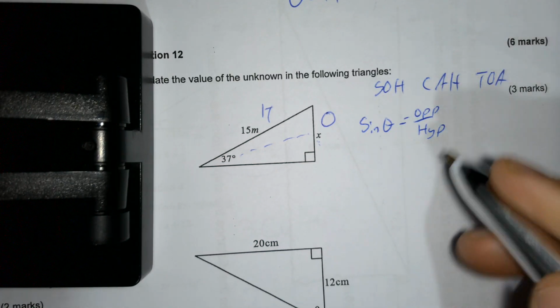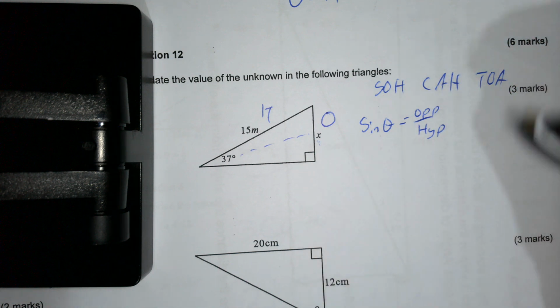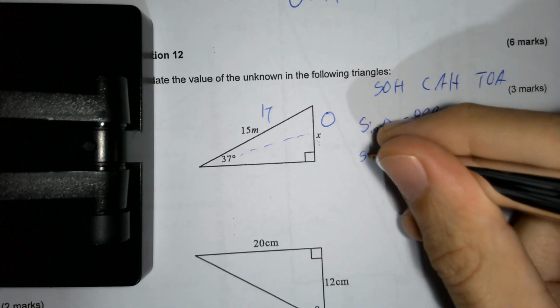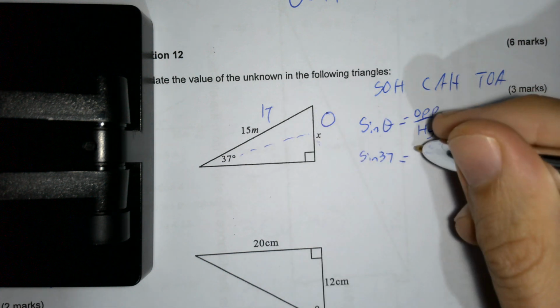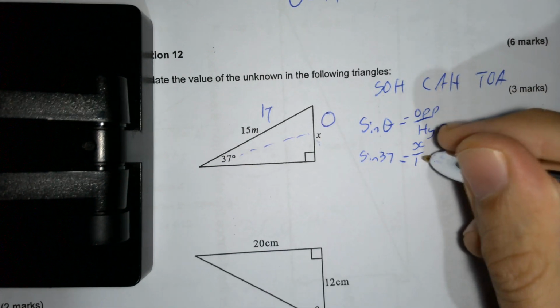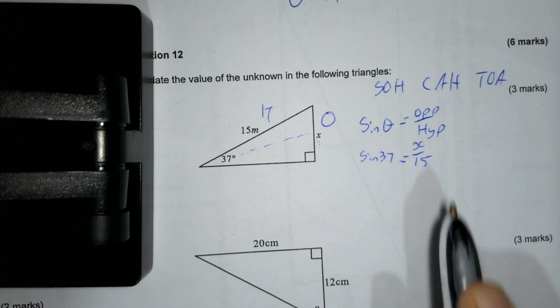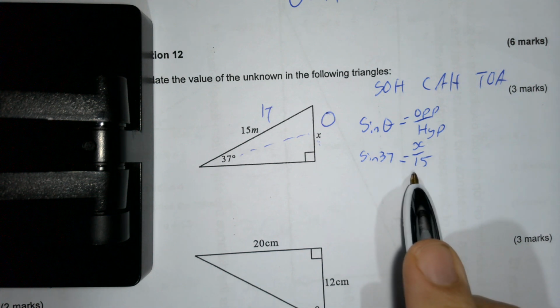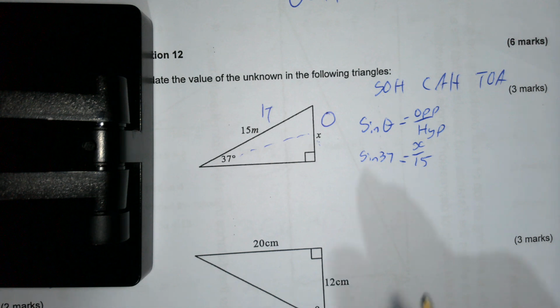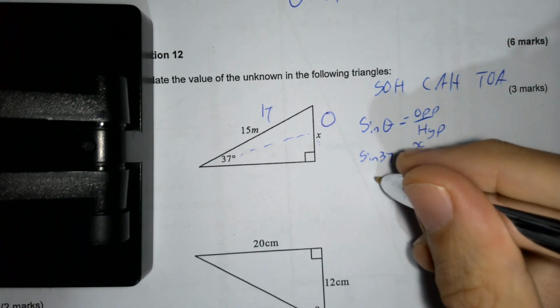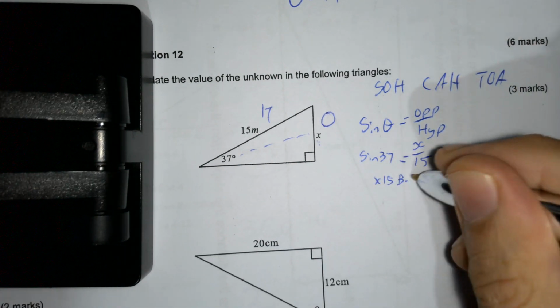And in this instance, when I put the numbers in, instead of theta, it will have 37, and it'll be x on 15. I want to get the x by itself, so just multiply both sides by that denominator. And then it won't be a fraction anymore. It will just be x by itself. So multiply by 15 to both sides.